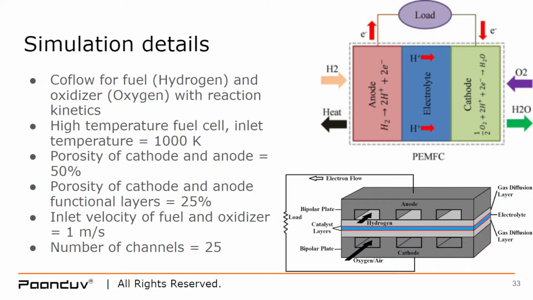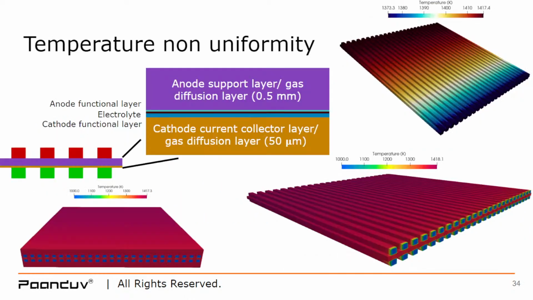This is a high temperature fuel cell because the inlet temperature is equal to 1000 Kelvin. The porosity of cathode and anode is at 50%, and the porosity of cathode and anode functional layers is lower, which is only 25%. The inlet velocity for both fuel and oxidizer is at 1 meter per second, and there are 25 parallel channels of the cathodes and anodes, and that will become more clear in the next slide.